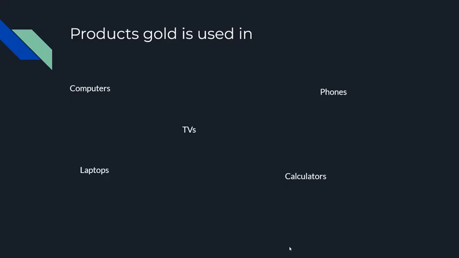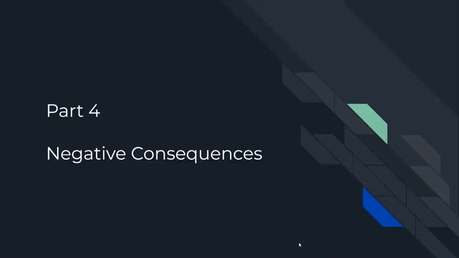And these are some products that gold is used in: computers, phones, your TV, a laptop, just another type of computer, and a calculator. All of these objects have gold in them. It might be a little amount, but they still all have gold in them.